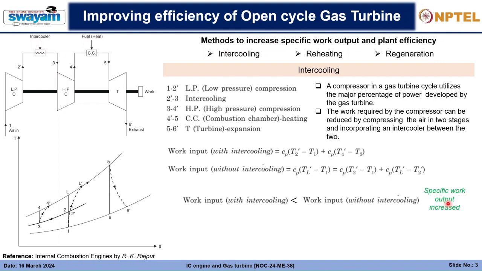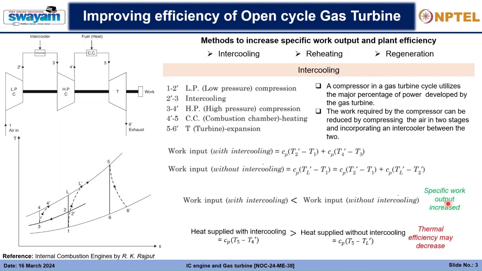What about the thermal efficiency? If we compare the thermal efficiency now, although the work output is increased, a high amount of heat needs to be supplied in order to raise the temperature from 4 dash point to 5, that is the inlet to the turbine. And while doing so, a high amount of heat energy is required.